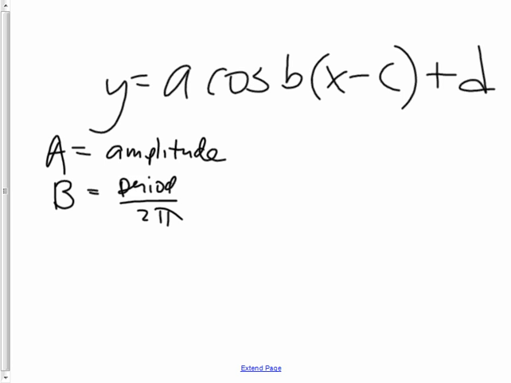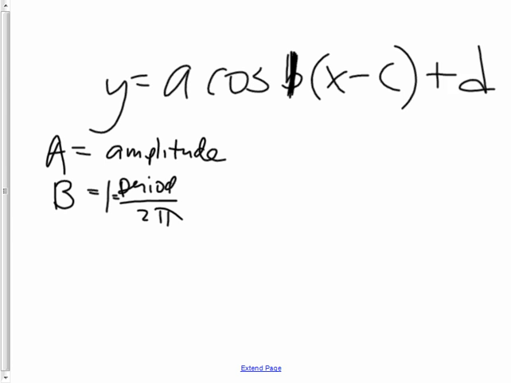So do you get that if there was a 1 in here, then B is 1? 1 is the period over 2 pi. What is the normal period then? The period must be 2 pi.